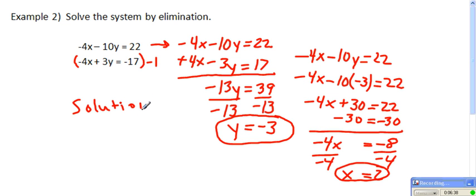Our solution to this problem, or the point of intersection, would be (2, negative 3).